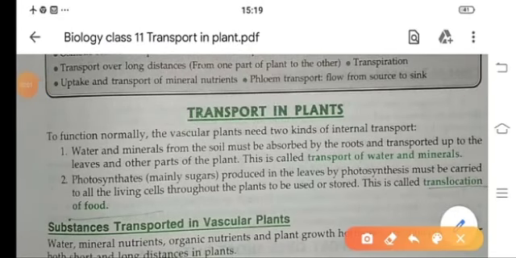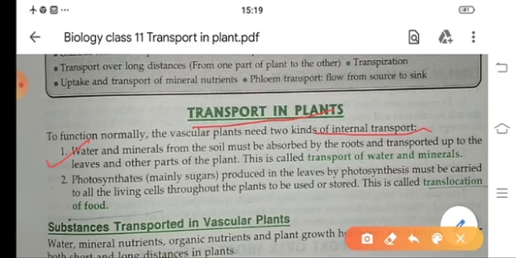Good morning, children. Today we are going to start a new chapter, that is transport in plants. Children, you know plants require water and food for growth. So for its normal functioning, two internal transports are there. Now water and minerals which are absorbed from the soil by the roots are transported throughout the plant body.